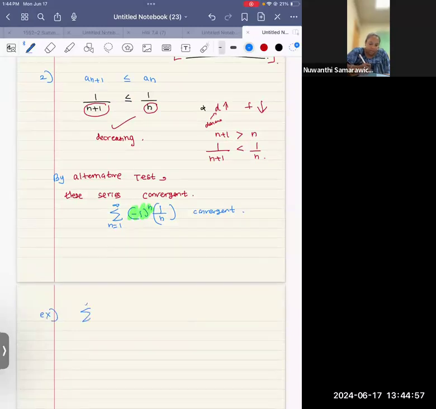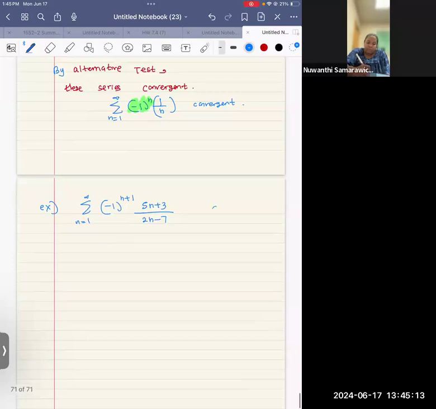Can you all tell me whether this series is convergent or divergent? 2n minus 7. Convergent or divergent? What do you think? Is it convergent or divergent?